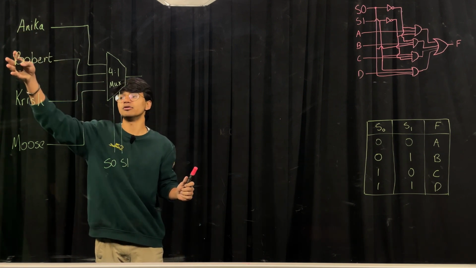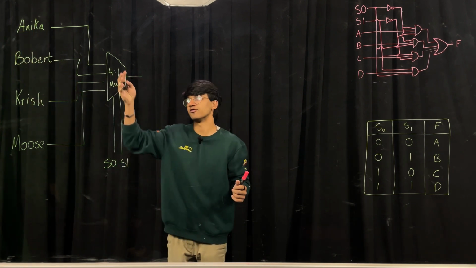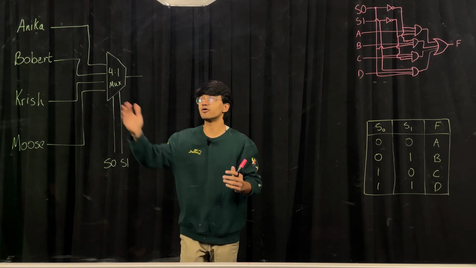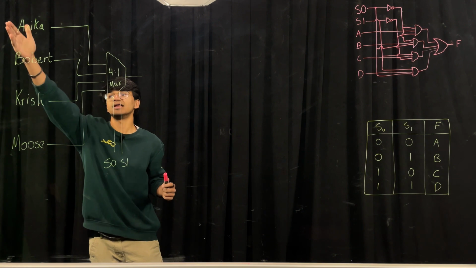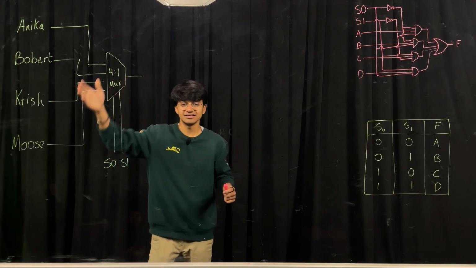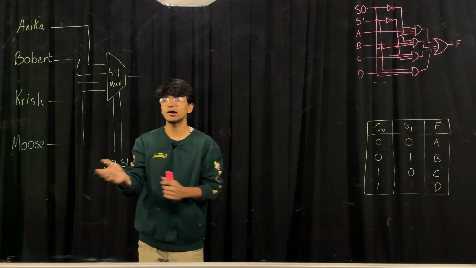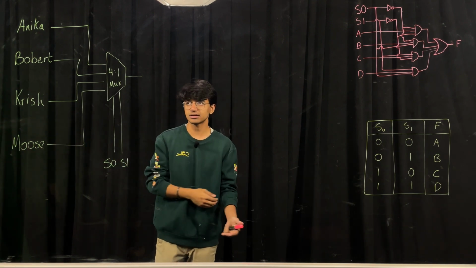Say we have 4 people that want to store data. This can be 4 people, it can be 4 devices, it can be 4 registers, it can be anything. 4 places you want to take data from. Anika, Bobbert, Krish, and Moose. These 4 people want to put their data into our memory. But how do we pick which data we want to use?